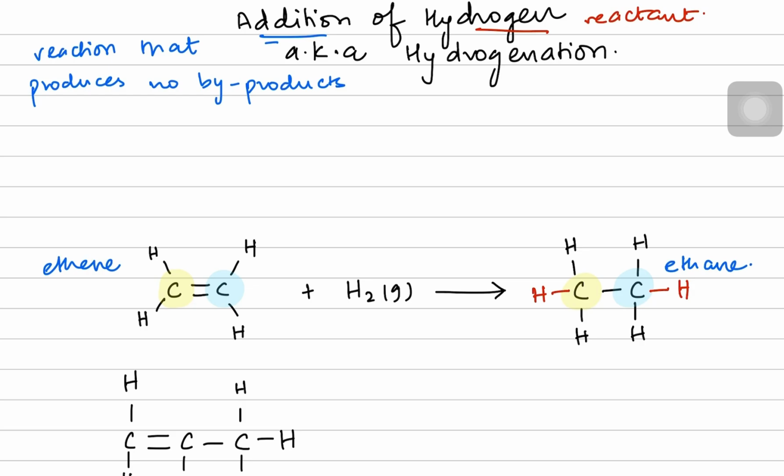In the beginning, you were dealing with an alkene, which was an unsaturated compound, and now all of a sudden you have an alkane, which is a saturated compound. The condition for this reaction is high temperature, almost 200 degrees Celsius, and the catalyst nickel.